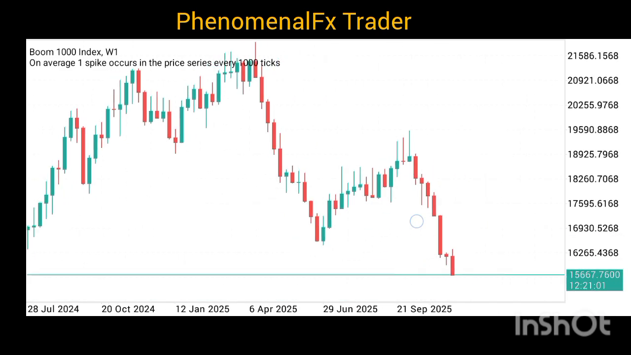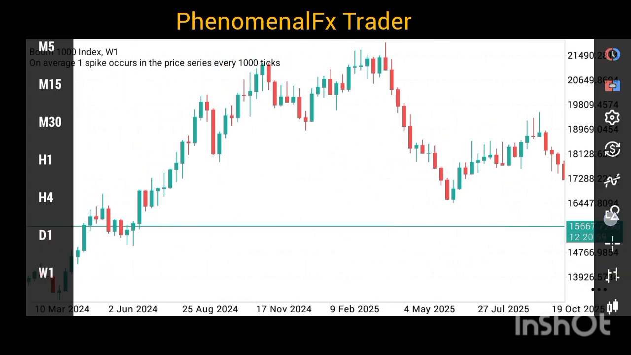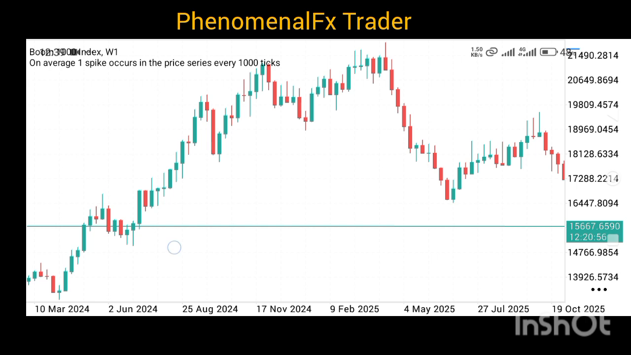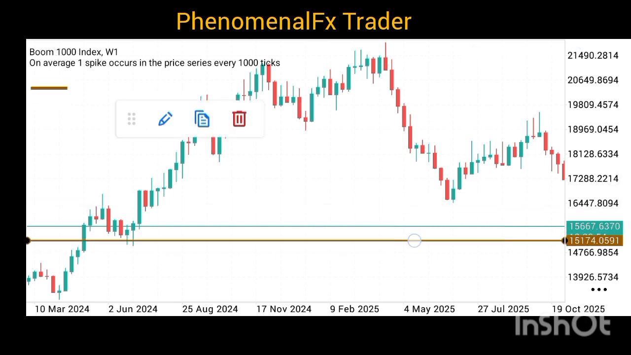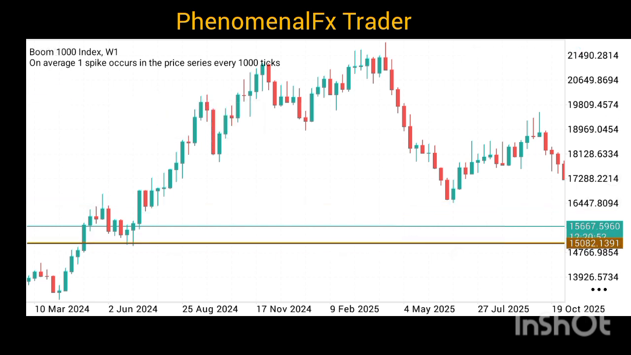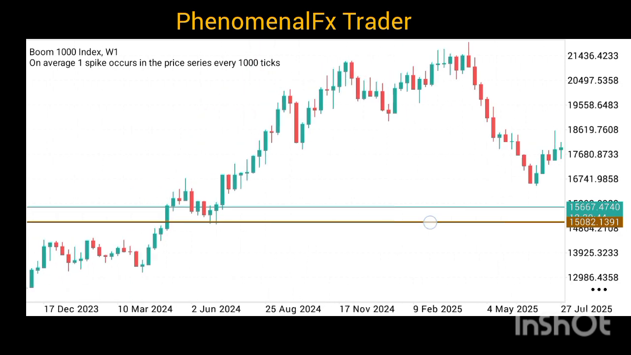All right, now this is the weekly time frame. The obvious zone we have here is this one down here. I'm using horizontal lines because this is a very high time frame. By the time we go to a lower time frame, if we use a rectangle, it's going to be too big when we get to a lower time frame. And this one is below here.